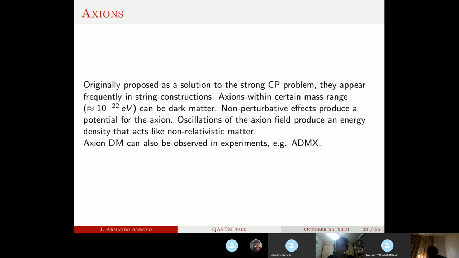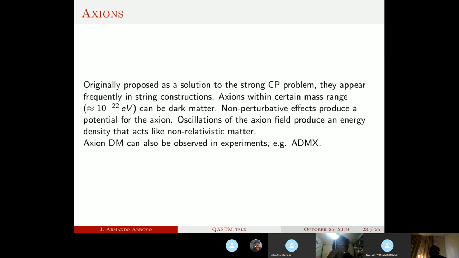The characteristic of the axion is that originally they were proposed as the solution to the strong CP problem. They are the pseudo-Nambu-Goldstone boson of some U(1) symmetry that has been broken. But they can also explain dark matter if they have certain masses, of course.